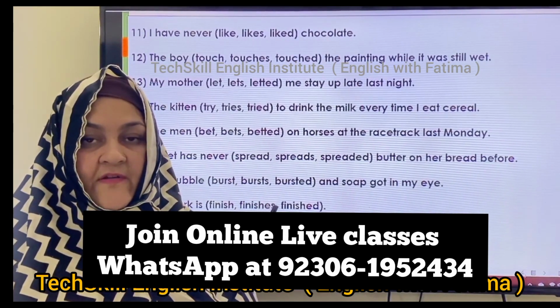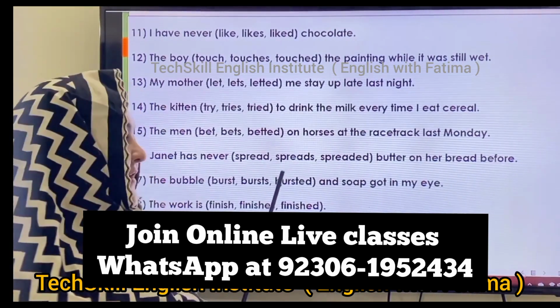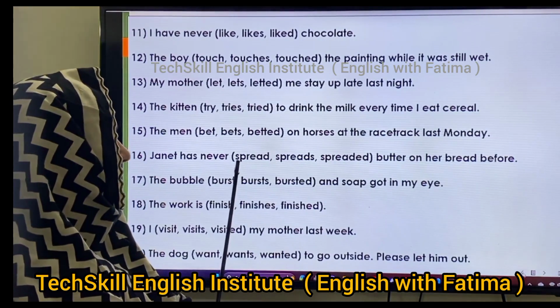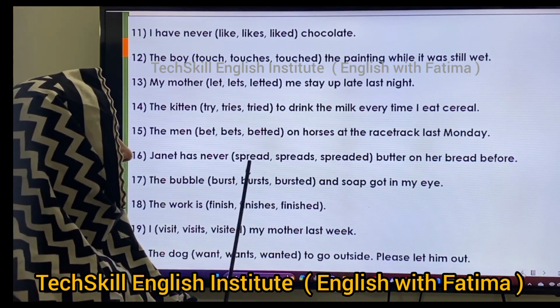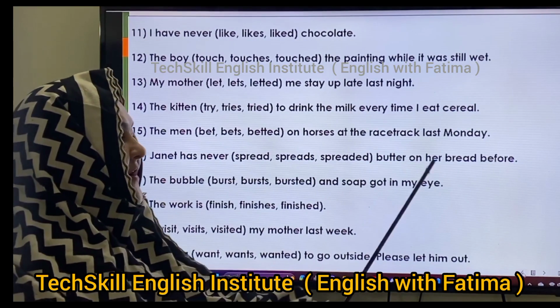So what is the correct participle form of the verb? The correct spelling of this is spread. The correct option is spread. So we can see that Janet has never spread butter on her bread before.